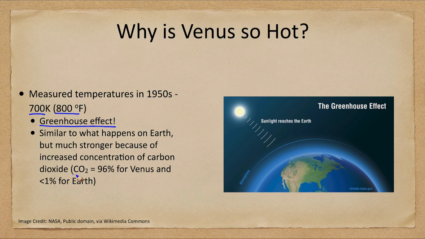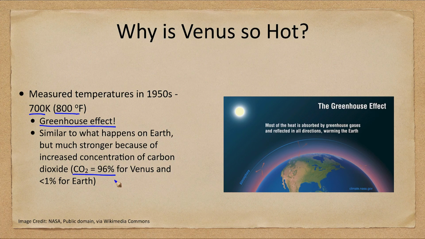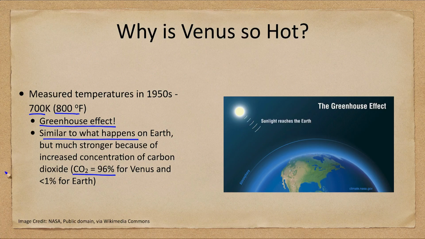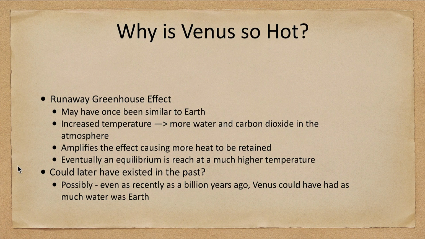Now remember that Venus has a very high percentage of carbon dioxide. Carbon dioxide is one of the greenhouse gases and therefore insulates Venus, keeping a lot of the heat in. It's got all of those clouds again that increase the heat. So it is essentially what we're going to call a runaway greenhouse effect. This is similar to what happens on Earth, but much stronger because of the higher level of carbon dioxide in the atmosphere.